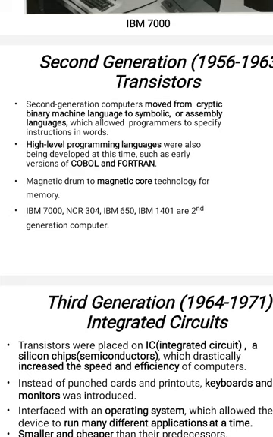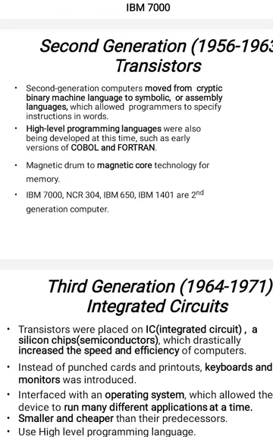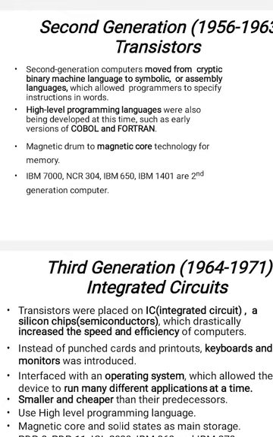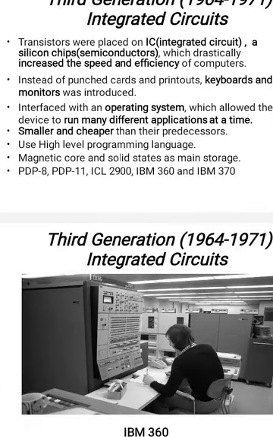You will know what these are in depth in the coming chapters and even in the coming semesters. High level programming languages were being developed at this time. They were developed but were not that useful, and versions of COBOL and Fortran came during this time. And instead of magnetic drum, magnetic core technology was used. Some of the examples are IBM 7000, NCR 304, IBM 650, IBM 1401.